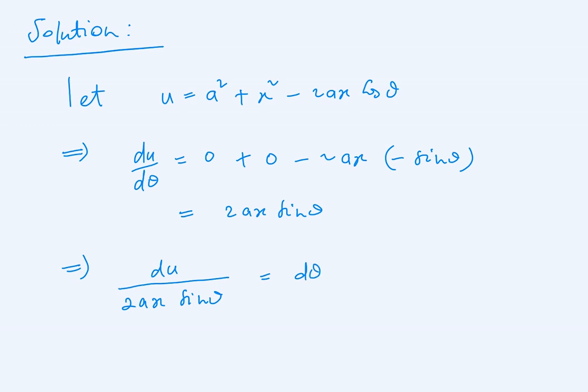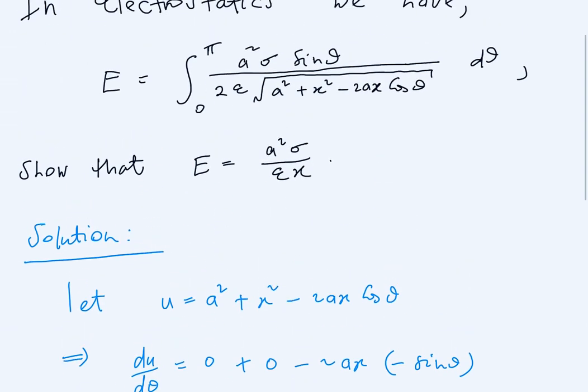So we divide both sides by 2ax sine theta, and of course we multiply both sides by d theta. We basically cross multiply, and we get that du divided by 2ax sine theta is equal to d theta. That is what we get. Okay, so now let's go back to our integral here, because we want to go ahead and substitute into the integral.